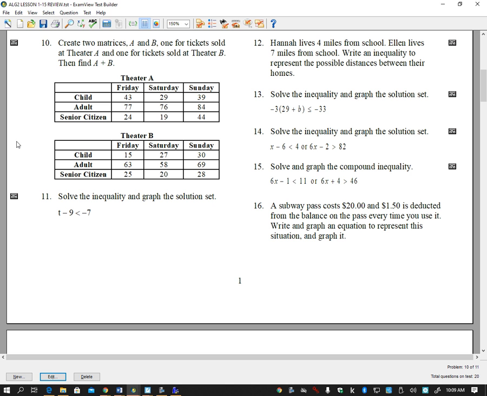12. Hannah lives 4 miles from school. Ellen lives 7 miles from school. Write an inequality to represent the possible distances between their homes. Okay, so we want the closest they could live together and the furthest apart they could live from one another, okay? Given those distances from the school.